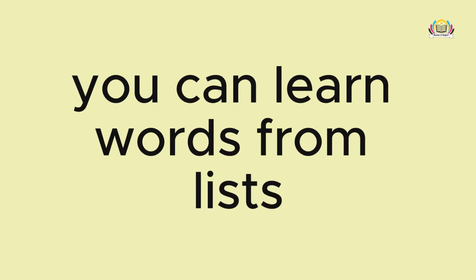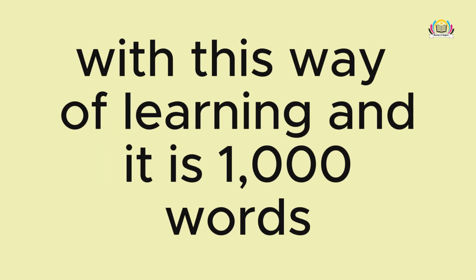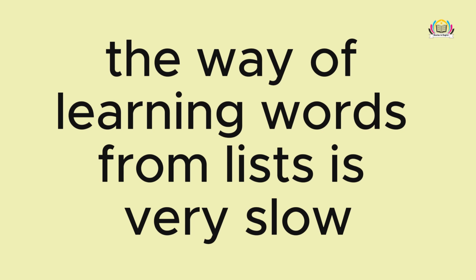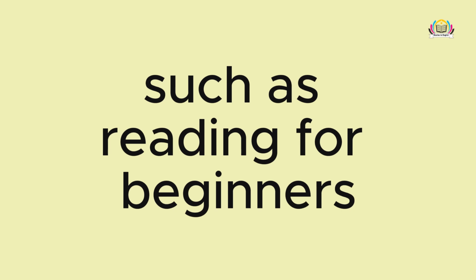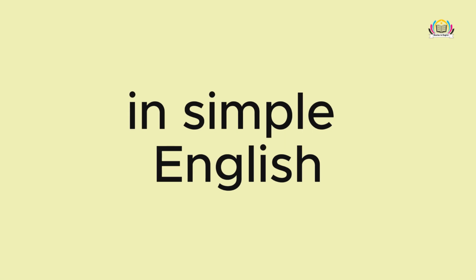You can learn words from lists, but there is usually a limit where you can go with this way of learning, and it is 1,000 words. The way of learning words from lists is very slow. There are much better ways, such as reading. For beginners, the best book to read is Robinson Crusoe, in simple English.